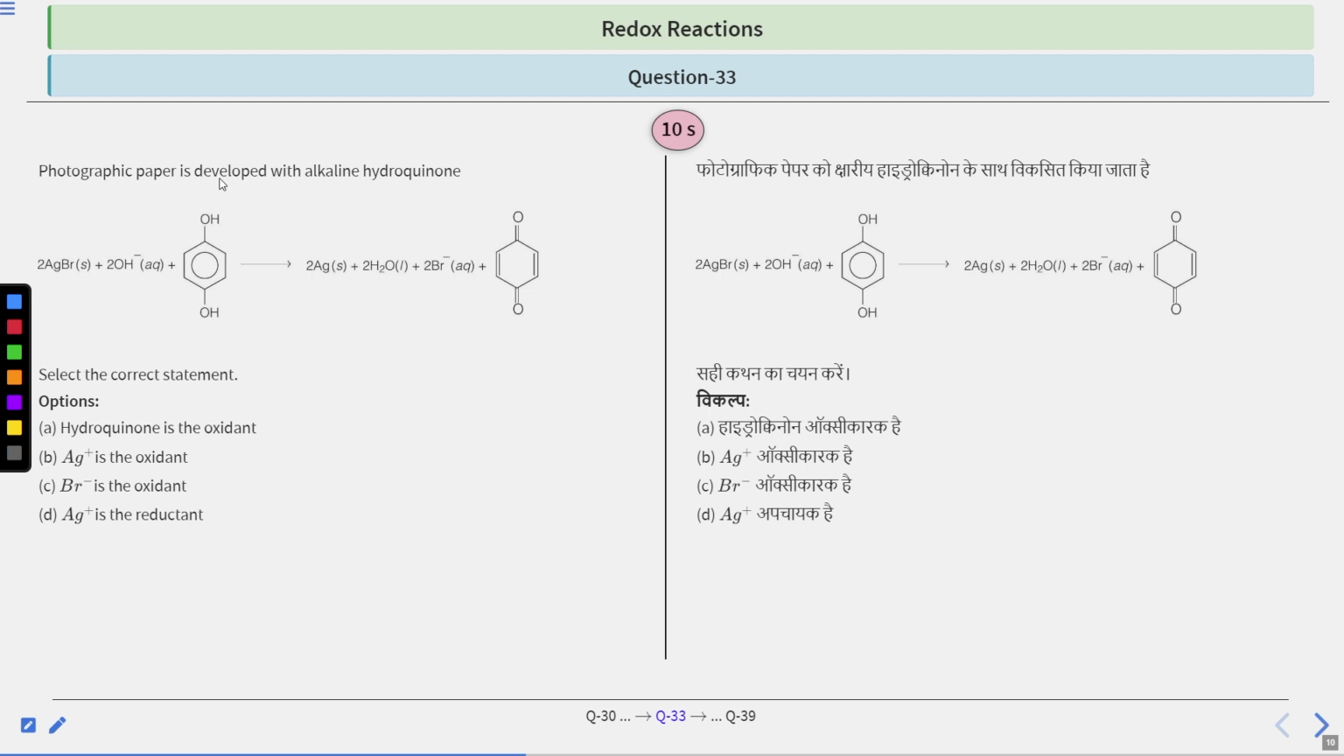Photographic paper is developed with alkaline hydroquinone. Reaction is given for this process. Select the correct statement from the options. Options are: hydroquinone is the oxidant, Ag positive is the oxidant, Br negative is the oxidant, or Ag positive is the reductant. So you have 10 seconds to solve this question. After that, we will see the answer.